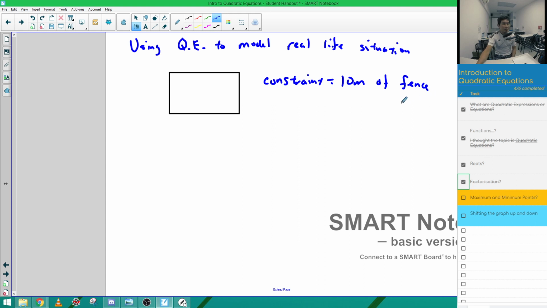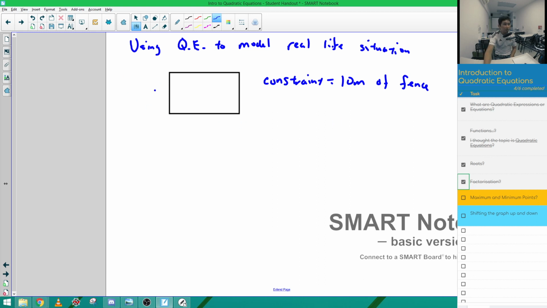But yet I want to have the maximum, right? I want to enclose as large an area as possible to store my things. So then I ask myself the question, how do I get a maximum area using only 10 meters of fence? Okay, so here's how you can do it using mathematics and quadratic equations.